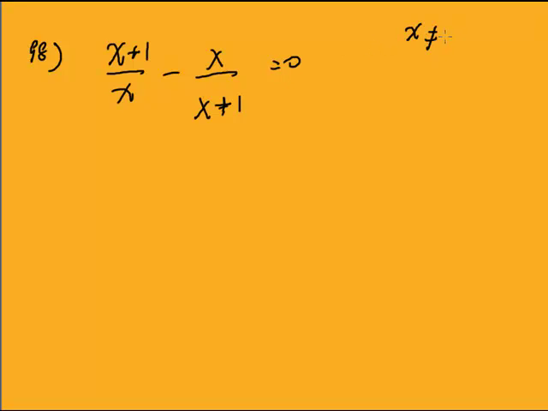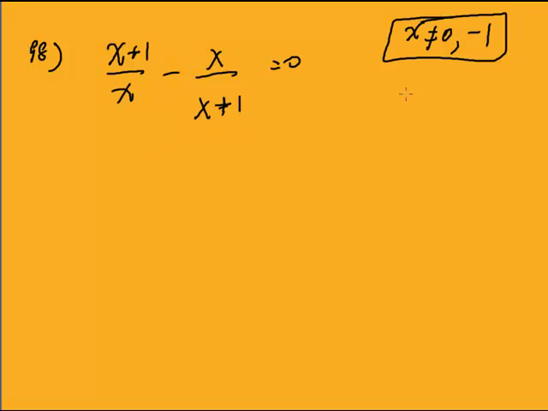So let's go to the next problem I want to work out for you, which is number 98. That is x plus 1 over x minus x over x plus 1 is equal to 0. Of course, when you have fractions, you're going to have some solutions that will not work. Right before you start, you should know x cannot equal 0, and x cannot equal negative 1. If we get one of those two solutions, we have to throw them out. That way I don't have to check.